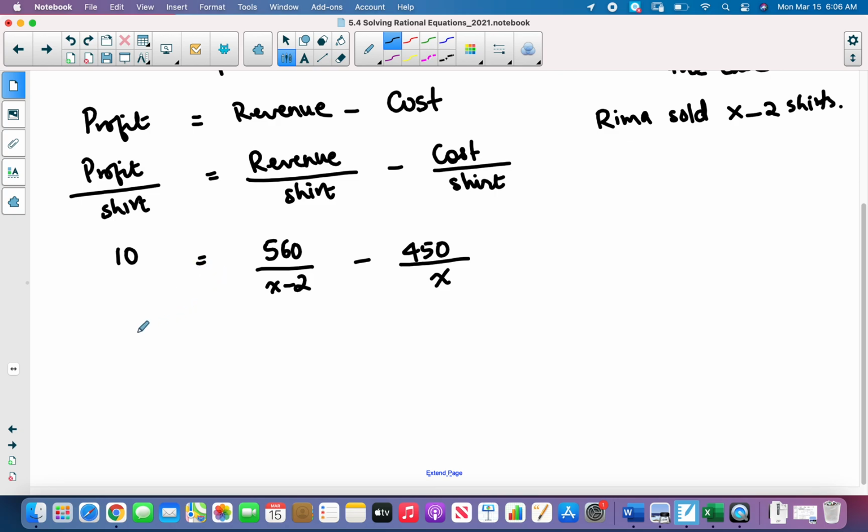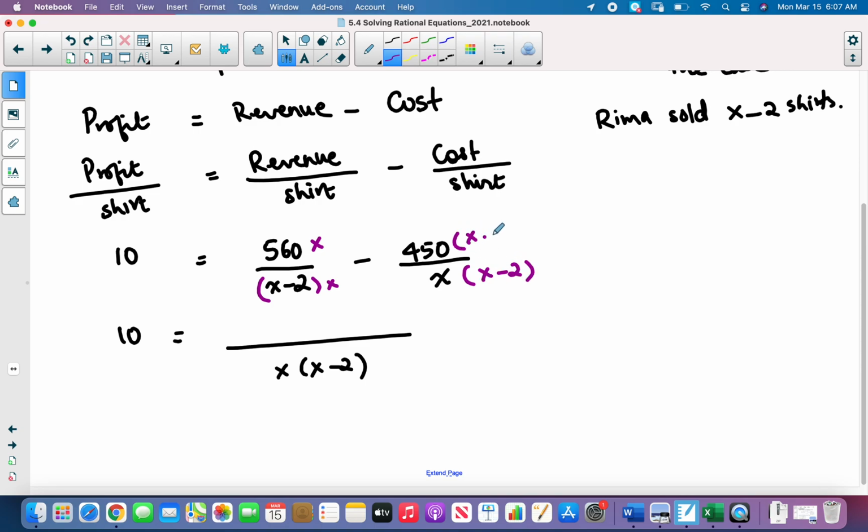Let us find the common denominator on the right side, which is going to be x times x minus 2. So we are going to multiply this equation with an x and this also with an x. This one with an x minus 2, so 450 multiplies with an x minus 2. So in the numerator we have 560x, and here we have minus 450x plus, because there's a minus here, minus and minus make plus 2.